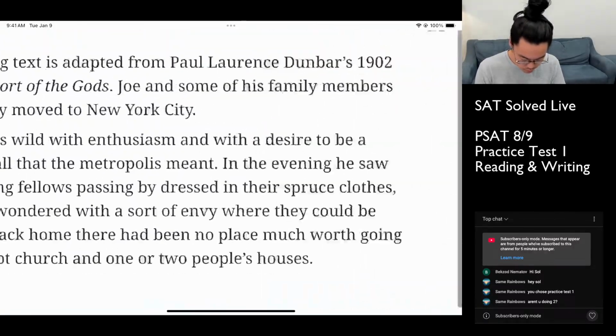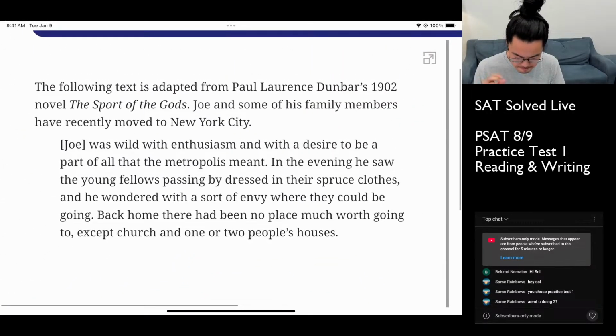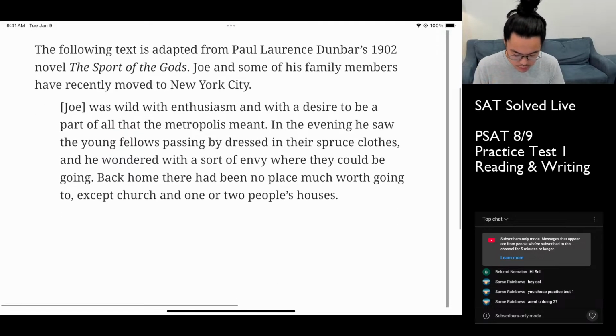Dude, why is it so hard to zoom? Okay. The following text, Sport of the Gods, 1902. Joe and family members, New York City, got it. Enthusiasm, now they're excited to be in the city. He's excited to be in the city. Spruce clothes. Envy, where could they be going?